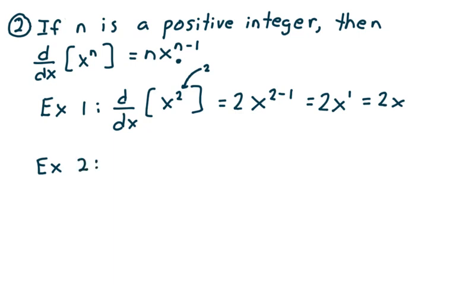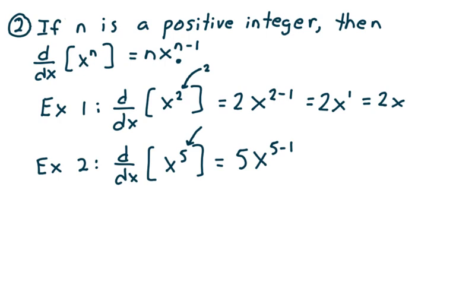For example 2, suppose I want the derivative of x to the 5th. In this example, n is 5 right here. And so I'm going to bring the 5 out in front, and I'm going to write the x down and raise it to the 5 minus 1. But 5 minus 1 is equal to 4. And so this is 5x to the 4th. So the derivative of x to the 5th with respect to x is equal to 5x to the 4th.